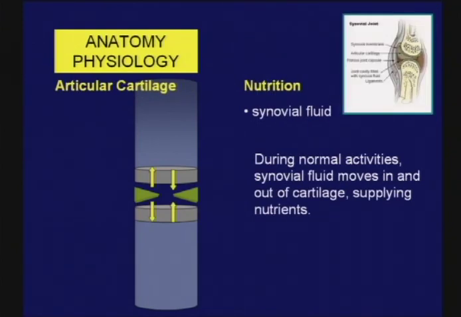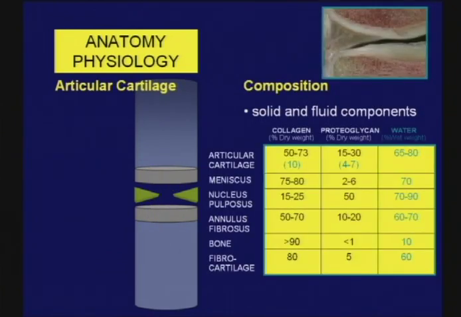It is nourished mainly through synovial fluid that enters and leaves the articular cartilage with every movement that we take. So fluid is constantly moving in and out of the articular cartilage. The major constituents of articular cartilage are shown in this short table, and you'll see 3 columns. In the first one, collagen. In the second one, proteoglycan. And in the third column, I'm showing you water.